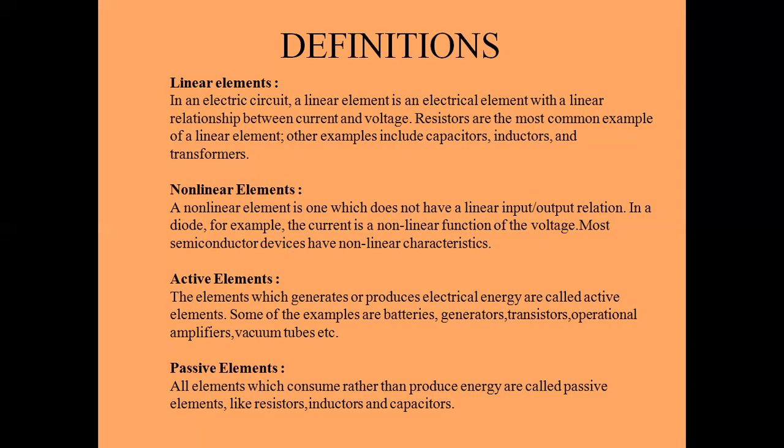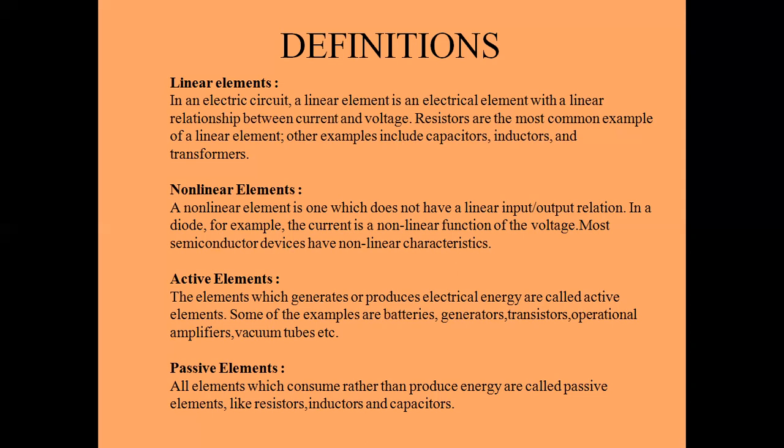The second element is a non-linear element. Let us define it. A non-linear element is one which does not have a linear input-output relationship. In a diode, for example, the current is a non-linear function of the voltage, and most semiconductor devices have non-linear characteristics. So in a non-linear element, there is no linear input-output relationship.